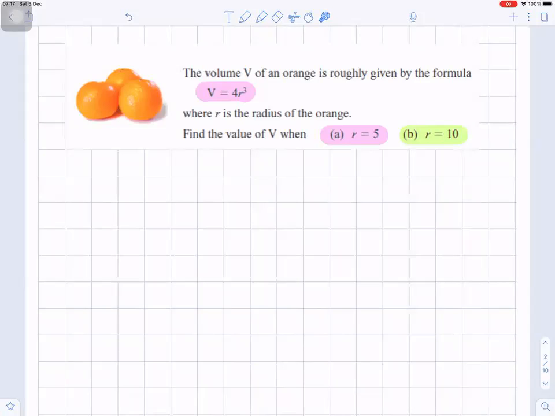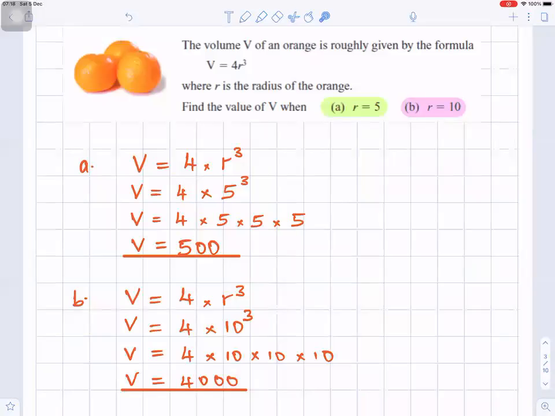The volume V of an orange is roughly given by the formula V equals 4 times R cubed, where R is the radius of the orange. Find the value of V when R equals 5 and R equals 10. And the radius is from the center to the circumference.